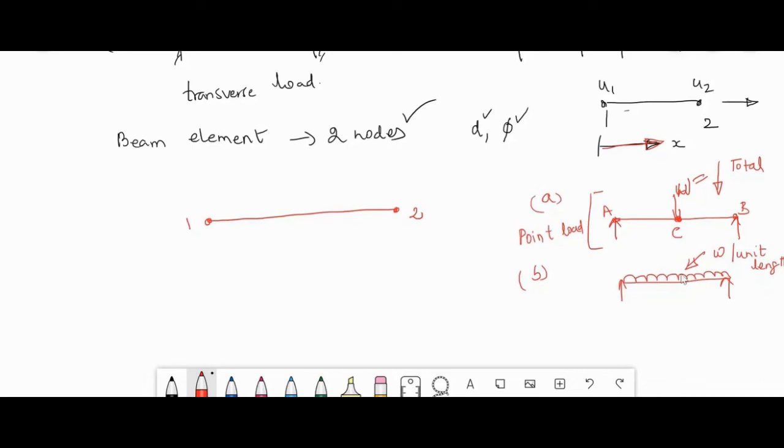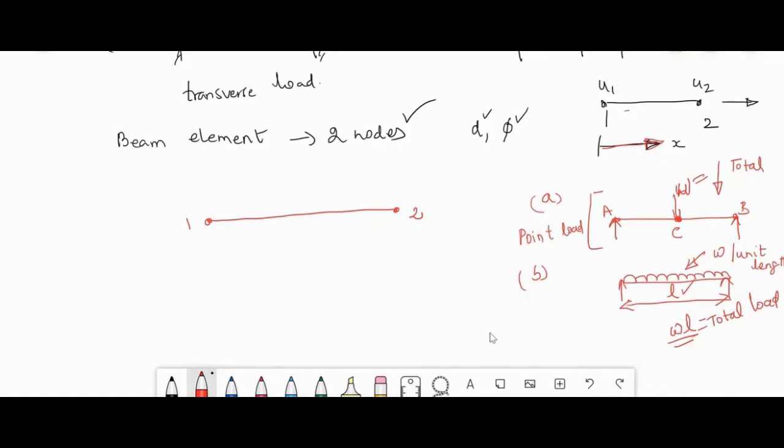Here in the uniformly distributed load, you have studied this in the strength of materials course. So this beam length is L. What will be the total load applied on the beam? That is the load applied per unit length, omega, times the length of the portion where the uniformly distributed load is applied. So W into L. This is the total load for the uniformly distributed load.